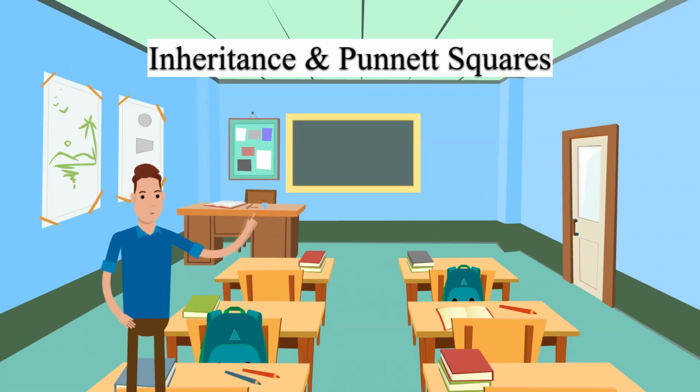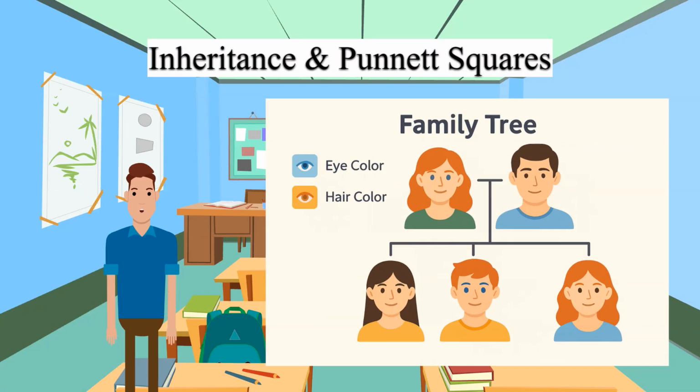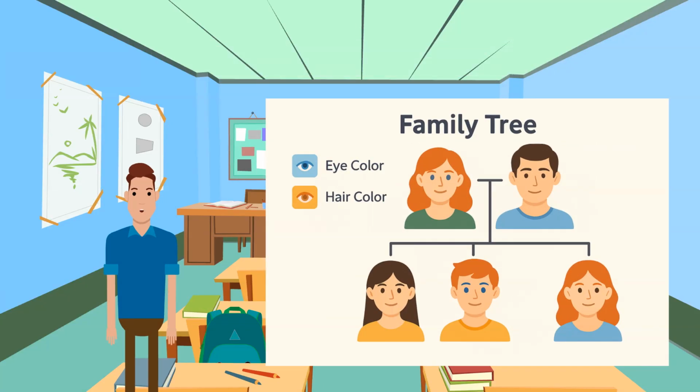Why do children sometimes look like their parents, but not exactly the same? The answer lies in inheritance, the passing of genetic information from one generation to the next. In this video, we'll explain the key terms you need for IGCSE Biology and learn how to use Punnett squares to predict genetic outcomes.